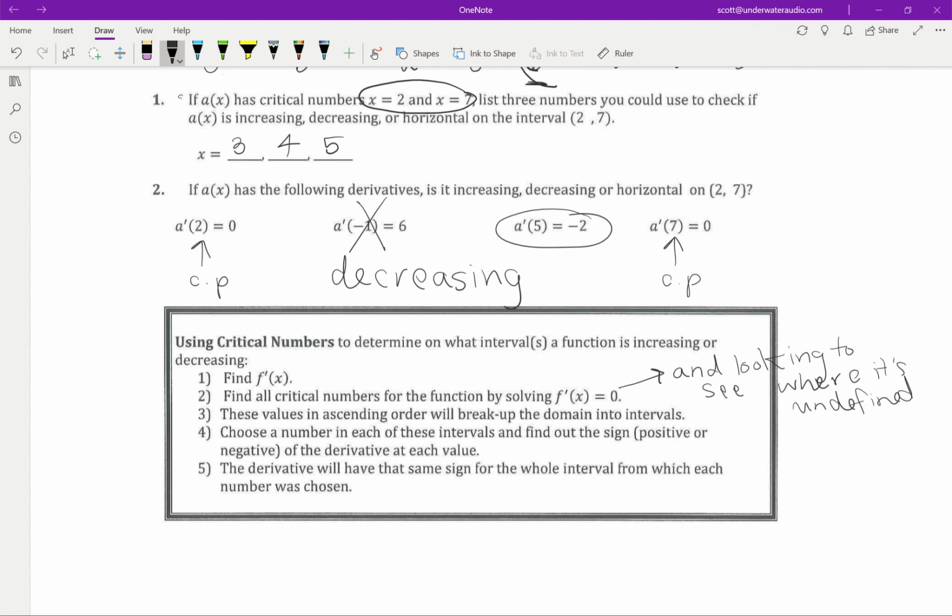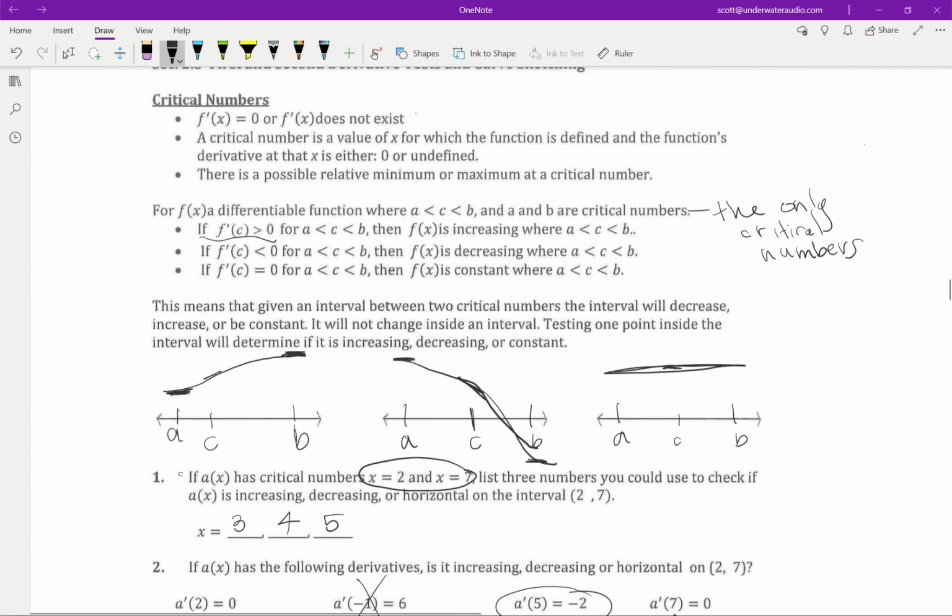And then once I have all of those critical points, I'm going to order them so that you'll have the smallest on the left and the largest on the right. And then in between each one of these critical points, I'll check to see if it's positive or negative. And so the point I'm trying to make up here is that if you have two critical points and there's no critical point in between them, then that whole interval has to be increasing or that whole interval has to be decreasing or 0 the whole time.